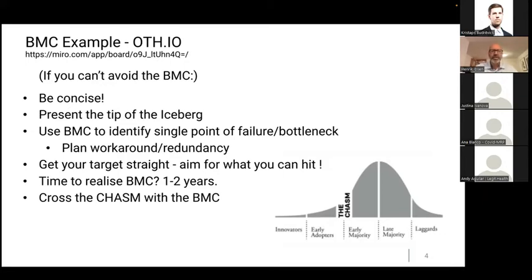So if you can use the BMC for anything constructive, it would probably be to identify a single point of failure and a bottleneck that you probably have. Most startups don't plan and have funding to do complete redundancy of critical stuff. So if you can identify single points of failure or bottlenecks, then you should probably plan for a workaround or redundancy.